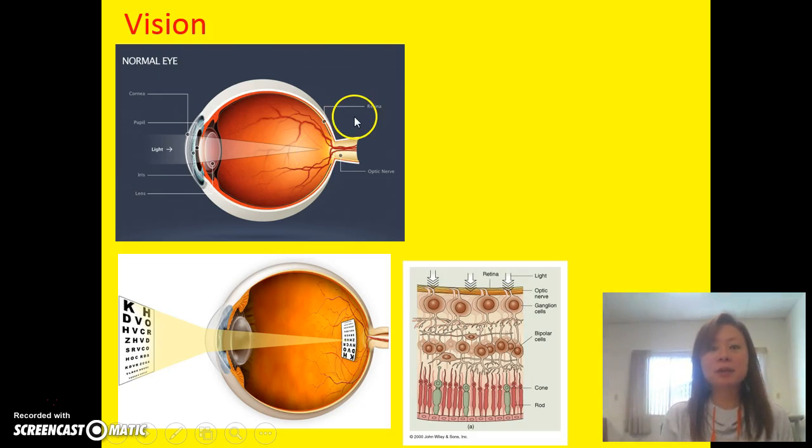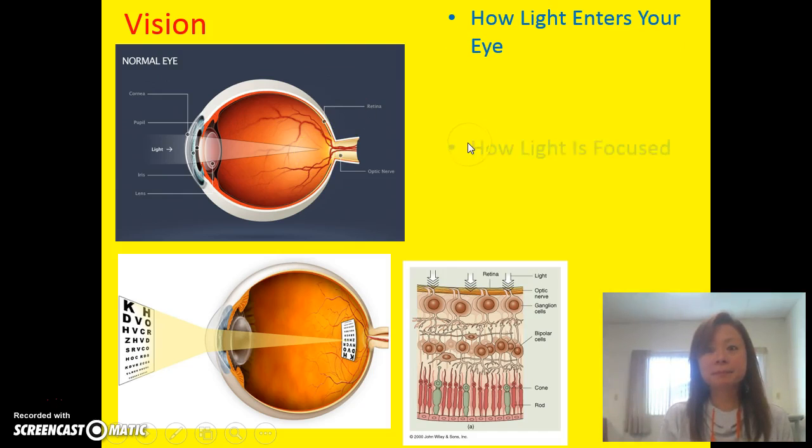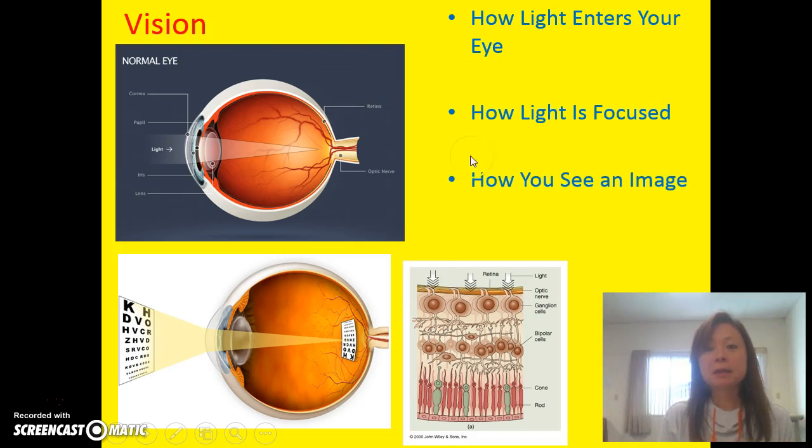Okay, first we're going to talk about vision. Now, the reason why you could see is because your eyes respond to light. Without light, you will not be able to see anything. If you've ever been in a room without any windows and the lights are turned off and you put your hand in front of your face, you might not be able to see your hand because there's no light.